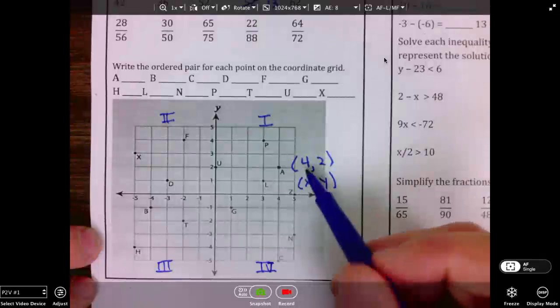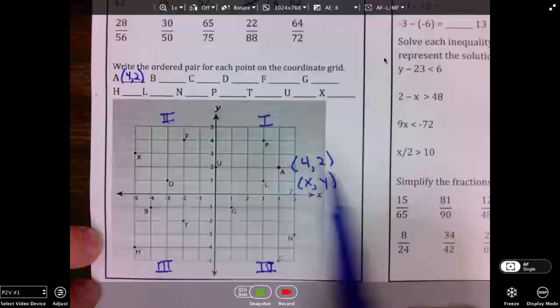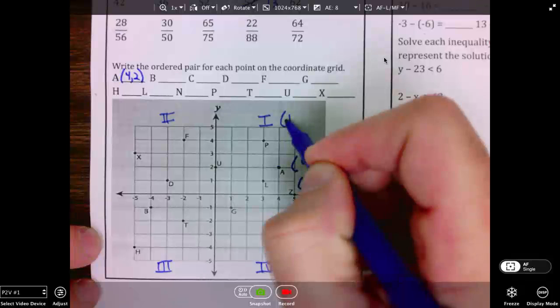So A is 4, 2. We will come to A and enter in 4, 2. Notice that the first quadrant is positive X and positive Y.